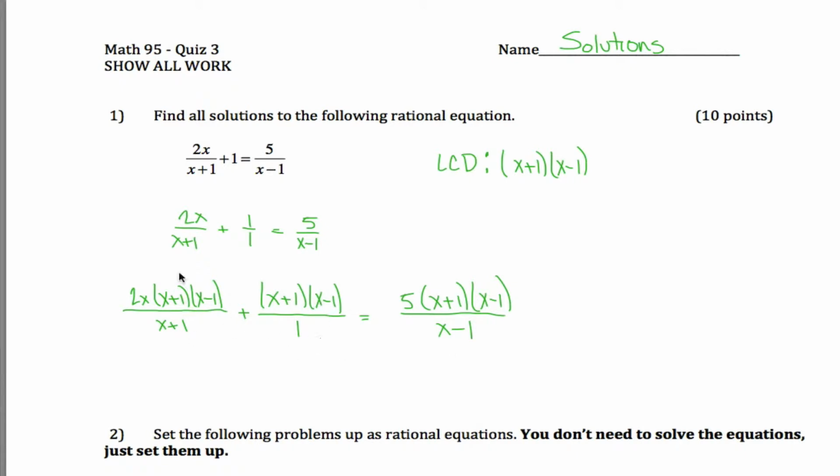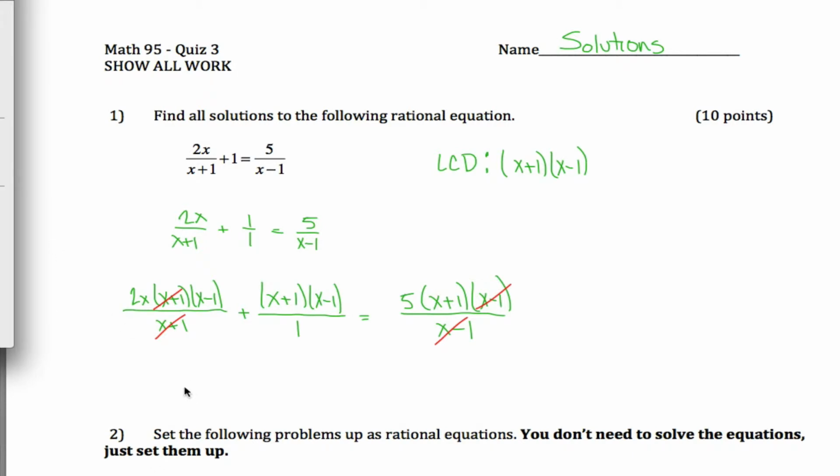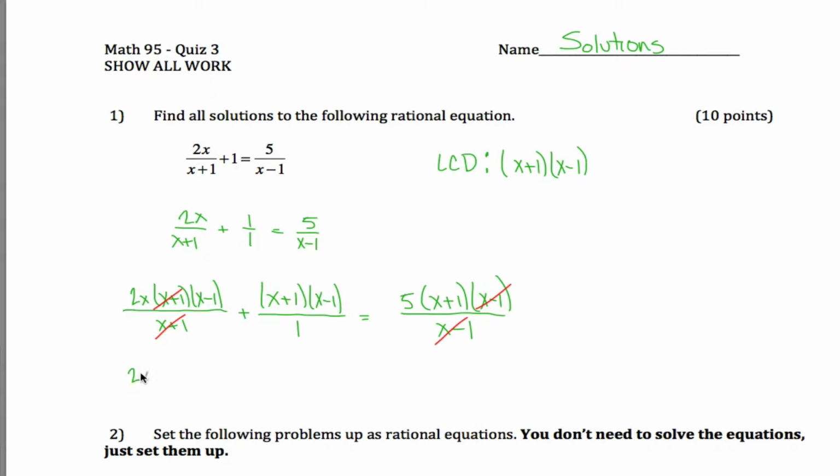Seems like I've made things a lot worse, but really I haven't because now I can cancel stuff out. Got an x plus 1 here and here. Nothing I can cancel out over here. X minus 1 here and here. What that leaves me with is 2x times x minus 1 plus x plus 1 times x minus 1 is equal to 5 times x plus 1. Not an easy equation to solve, but at least there's no fractions.